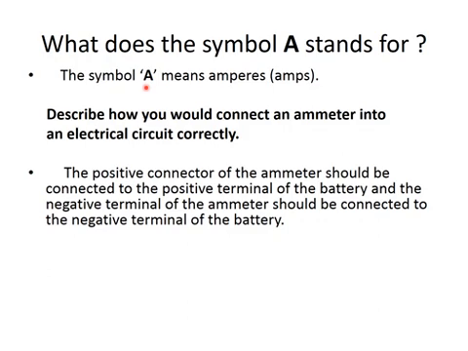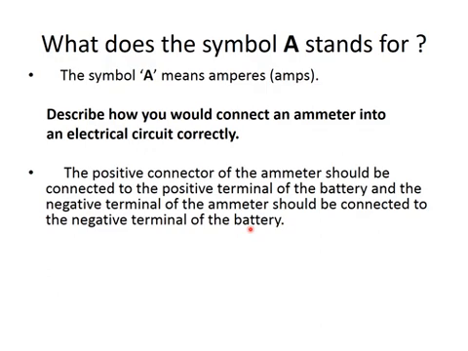The next question is, describe how you would connect an ammeter into an electrical circuit correctly. The answer of the question is, the positive connector of the ammeter should be connected to the positive terminal of the battery, and the negative terminal of the ammeter should be connected to the negative terminal of the battery.